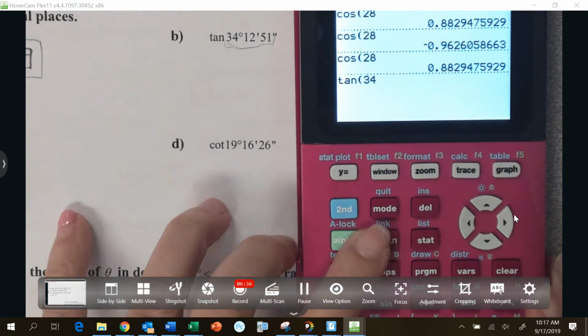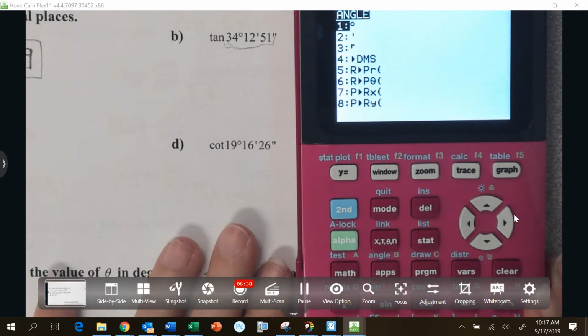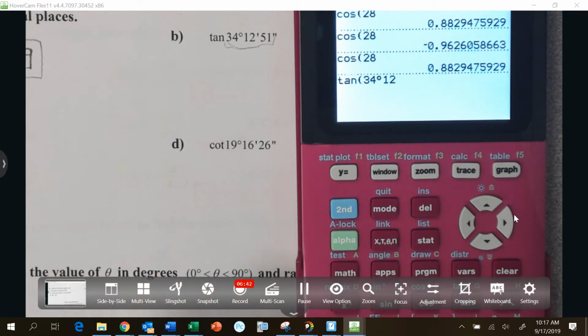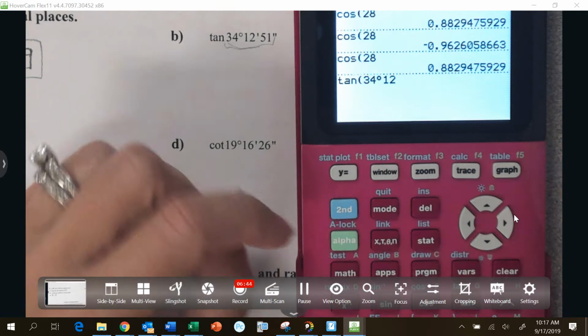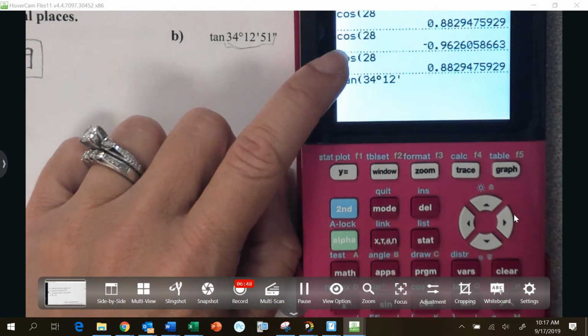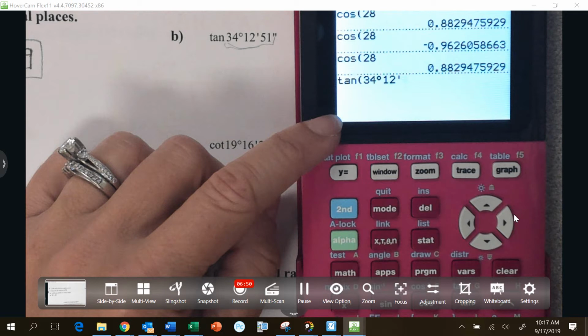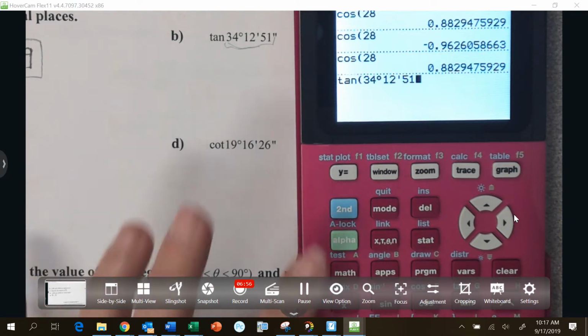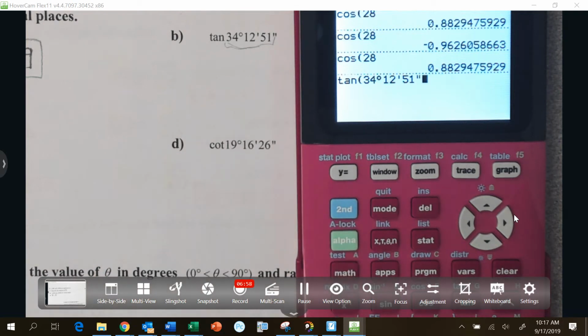Second, apps, which is angle, and then 1. And then 12, we find the minutes in the same place. Second, apps, and then there's the apostrophe. 51 seconds, where do we find that? Alpha, and then the plus sign. Alpha plus sign.